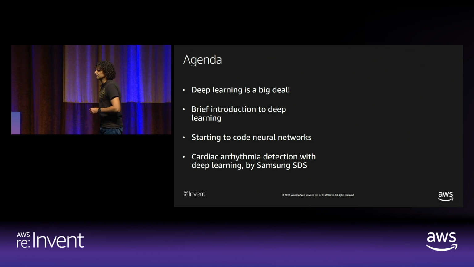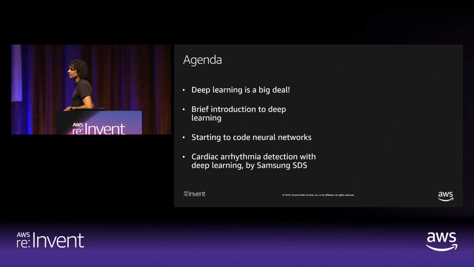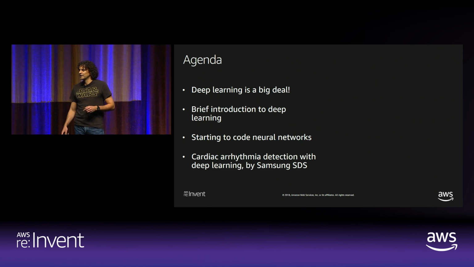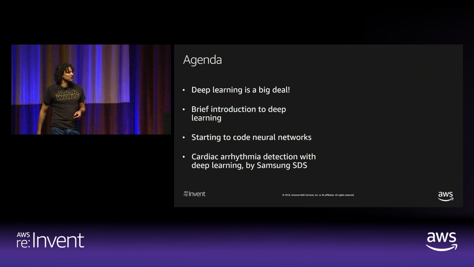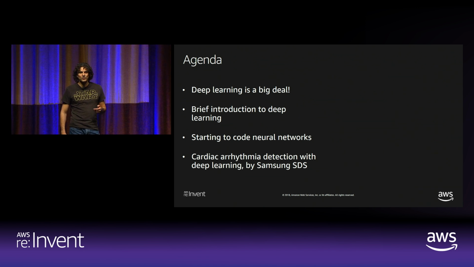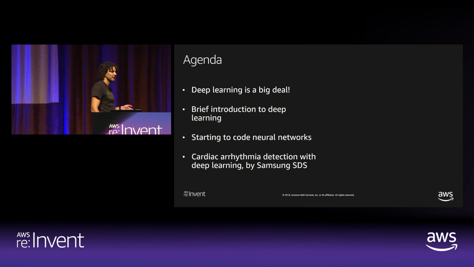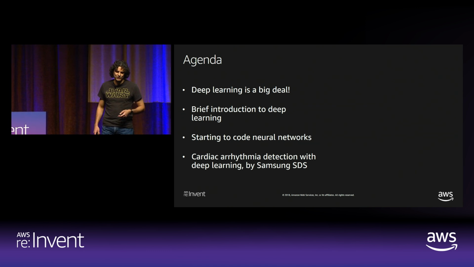So a bit about the agenda, things we're going to cover. We'll start by talking about why you should even care about deep learning, why it's a big deal, and also take you through a brief introduction to deep learning, talking just a bit about the theory. But then really this session is about an introduction for developers. So we're going to actually go through code examples, showing you guys what it is to actually code neural networks, deep learning models, and use them for inference in production.